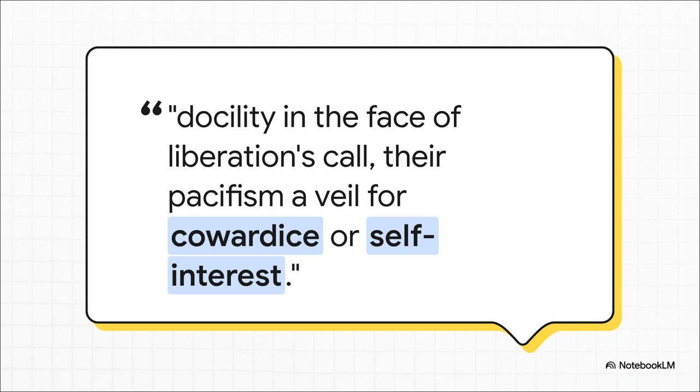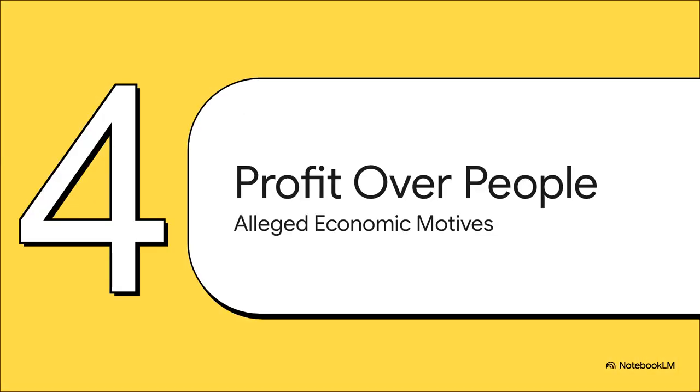And this quote, wow, it just captures the tone perfectly. The text doesn't just list what it thinks they did wrong. It delivers this incredibly harsh judgment. This kind of language is all about framing their actions not as political maneuvering, but as a deep moral failure, choosing self-interest over solidarity. So you might be asking, what's the reason? Why would they do this?